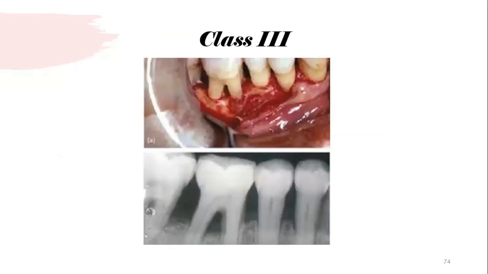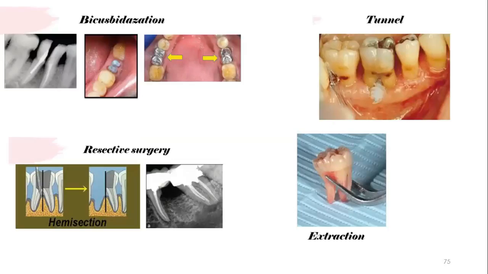So, how can we manage the cases and the conditions of class 3 in the cases of severe bone loss? In class 3, we can do everything. It depends on the severity of the case. We can do bicuspidization, we can do tunneling, and even extraction. We can also do non-surgical treatment like scaling and root planing or scaling and subgingival debridement.